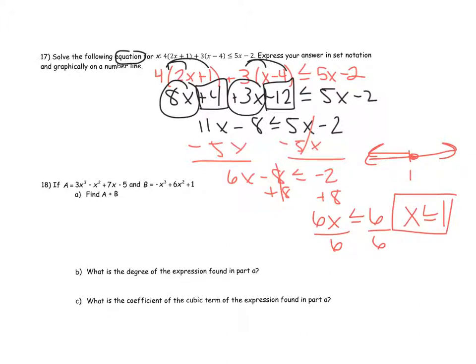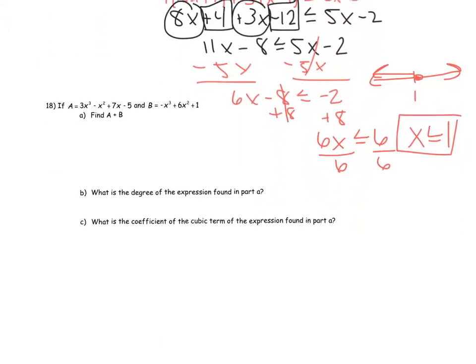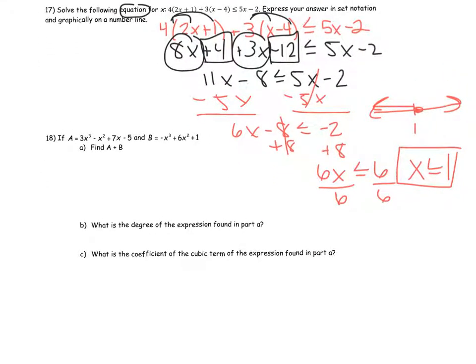Next one, and the last one. We're given two polynomials. A is equal to 3x cubed minus x squared plus 7x minus 5, and B is negative x cubed plus 6x squared plus 1. Find A plus B. We're going to add them together. So 3x cubed minus x squared plus 7x minus 5 plus negative x cubed plus 6x squared plus 1.